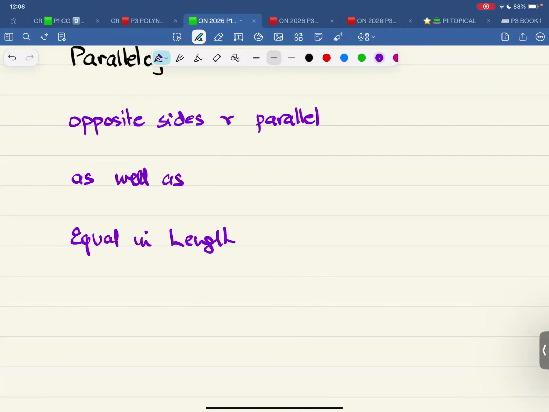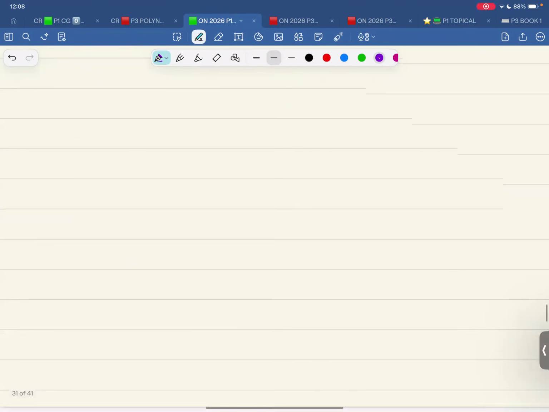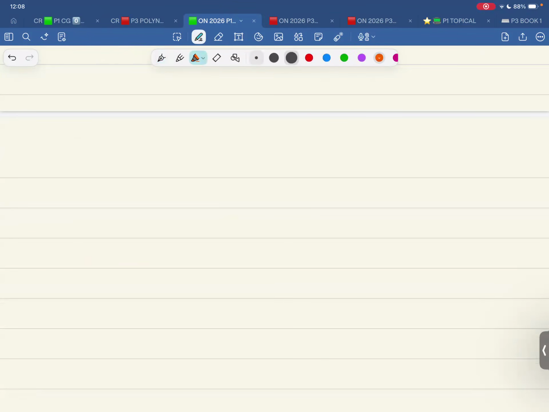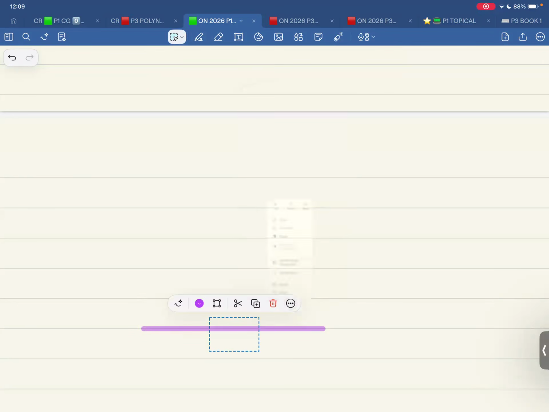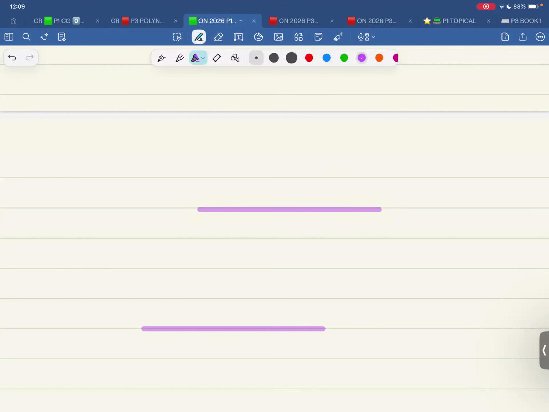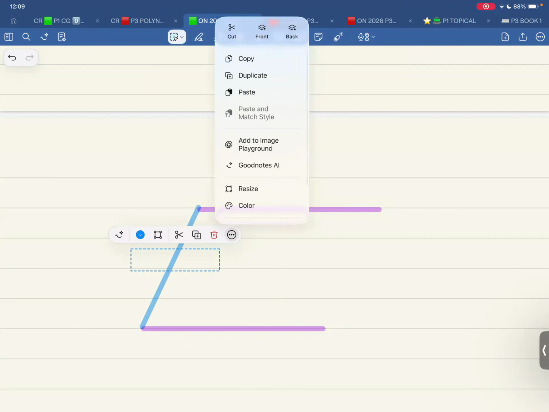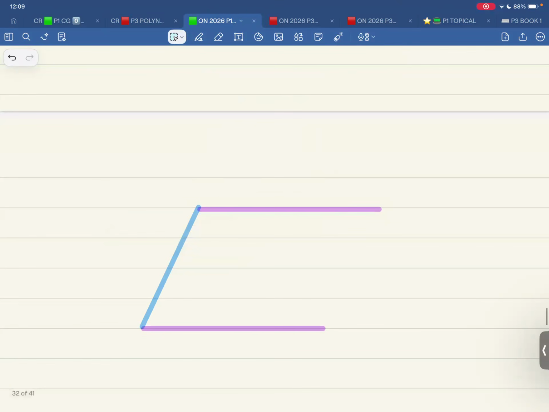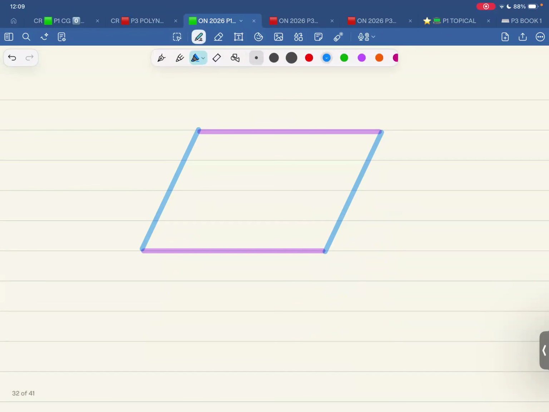So let's draw a parallelogram and let's see how it works out. So on this page, let me draw a parallelogram. Let me draw two lines like this, and let me paste it over here somewhere. Let me draw another line like this. Okay, let me copy it and paste it over here. Okay, so this is a diagram that I have just drawn in front of you.